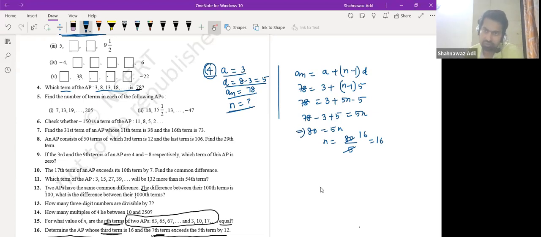I got 26. How did you get 26? I added 5 and 3, and then I got 8 and then minus 5. And then I got 3n equal to 78, so 78 by 3. So D is 5, right? Yeah, so A is 3. 3 plus (n minus 1) into 5. So this would be 5n minus 5, right?